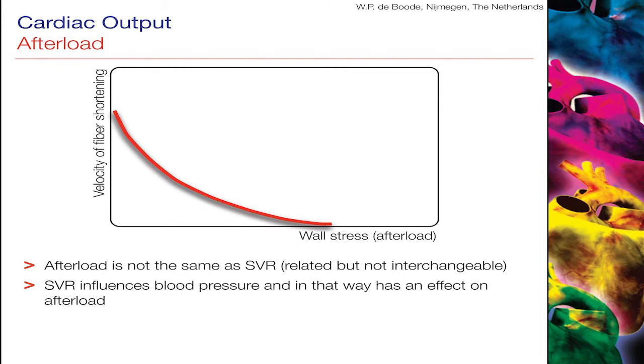But one should note that afterload is not exactly the same as the systemic vascular resistance. The systemic vascular resistance influences blood pressure, but blood pressure is only one of the determinants of the afterload, which we already saw in this equation. So it's too simple to say afterload is the same as systemic vascular resistance.